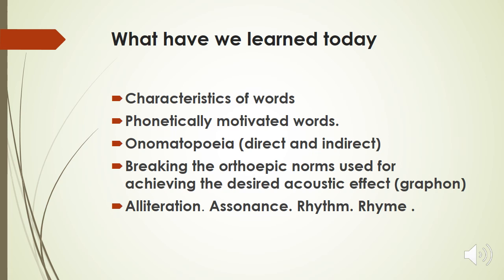Well, what we have learned today. We have talked about characteristics of words. We have thrown light on phonetically motivated words. We focused our attention on such a phenomenon that is called onomatopoeia and its kinds, direct and indirect. Then we discussed what are the ways of achieving the desired acoustic effect. And we have learned about alliteration, assonance, rhythm and rhyme.